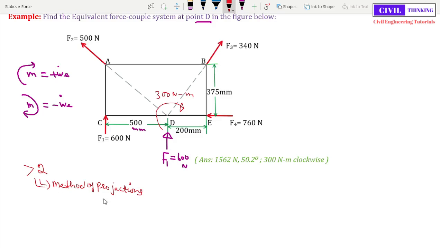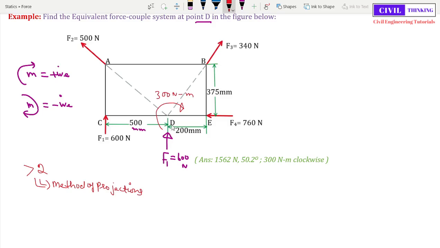Now in the method of projections, we find the x component and y component of each force to be added. We have to add up all these forces, because we have to find a single force at point D. That single force we will find when we add all these forces at point D. So to add, we will use the method of projections.